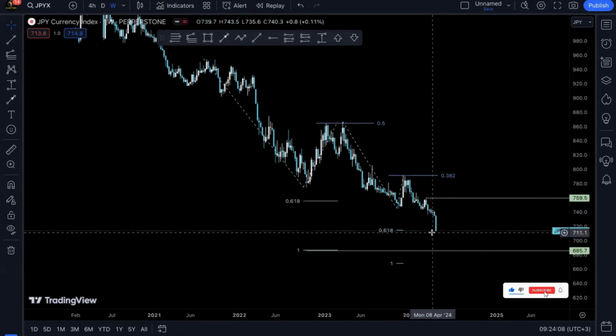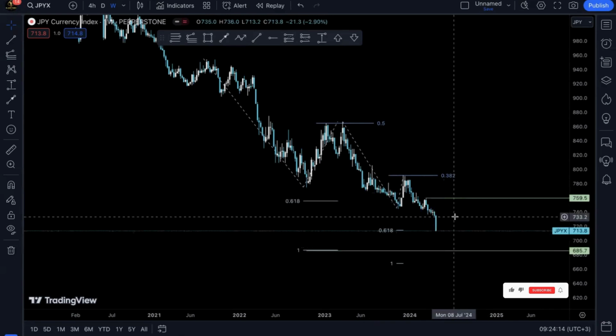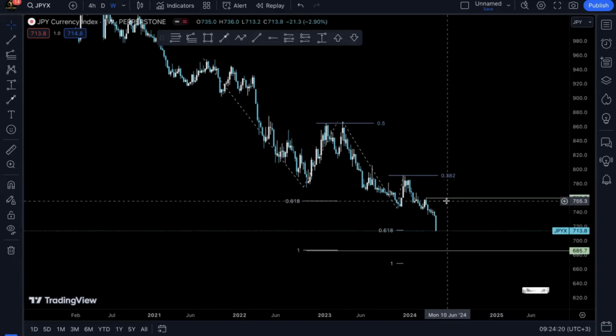We can't say prices will buy before we get that confirmation. That's not how our strategy or how our edge works. We have to wait, and then once prices give us the confirmation, that's when we take the trades.